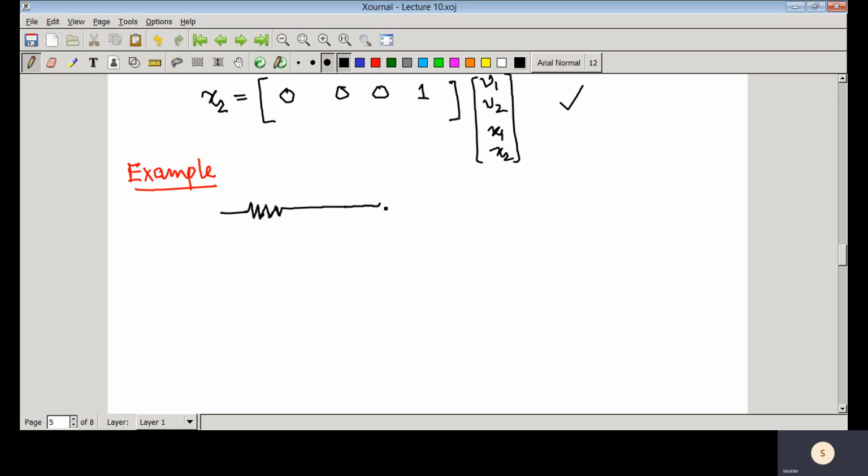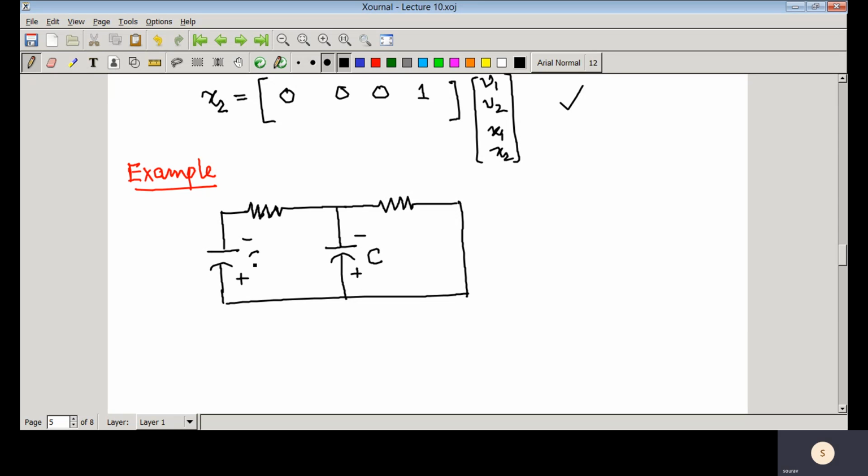Simple circuit, so two resistors are there, and you have two capacitors. There is no voltage source, so basically there are some initial charges. So suppose the capacitance is C, and there are some initial charges Q1 and Q2, and this is that resistance R. Suppose that the current flowing here is I1, and here the current flowing is I2.